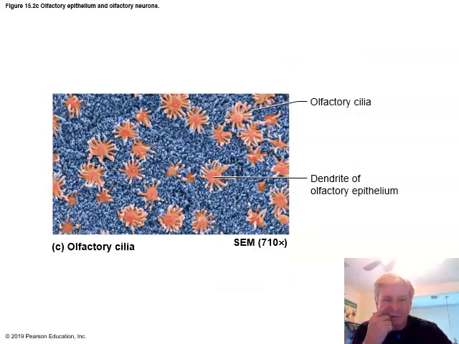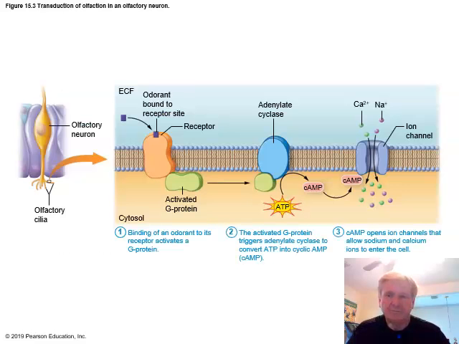This is an image showing you the olfactory cilia with these dendrites that receive the signals, and many olfactory cilia. Remember, these cilia will increase the surface absorptive area. Okay, let's look at how the physiology of olfaction works.